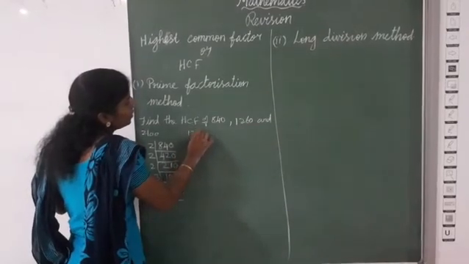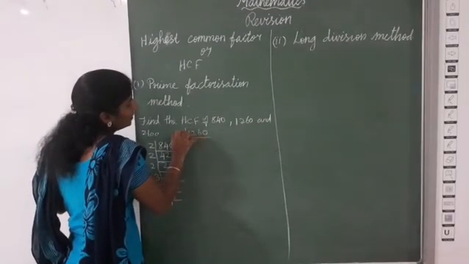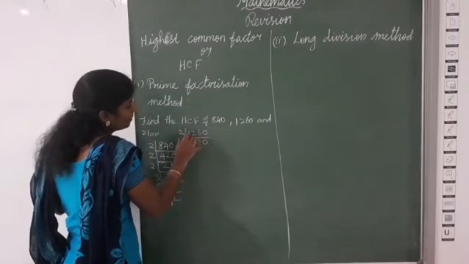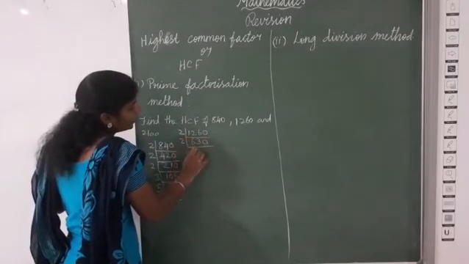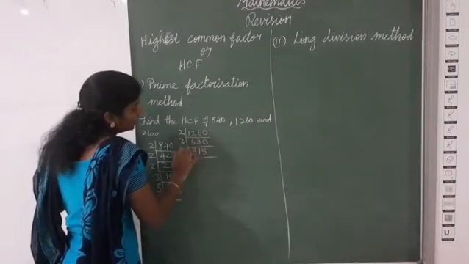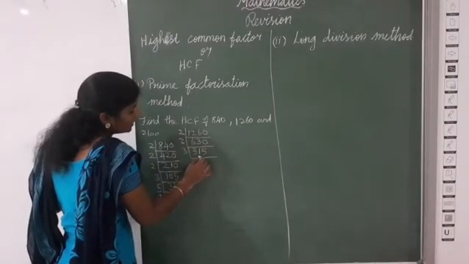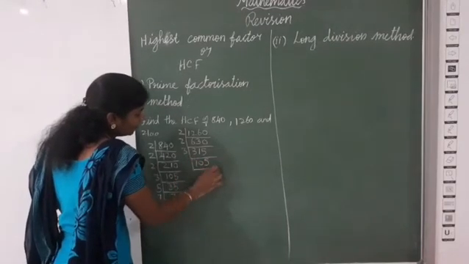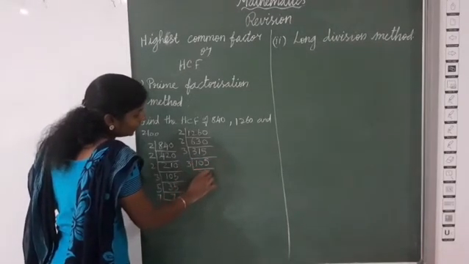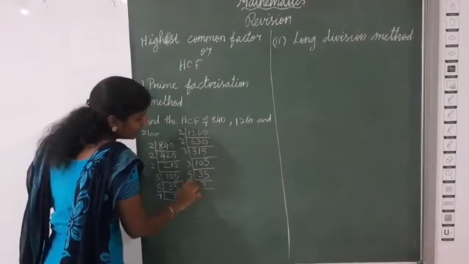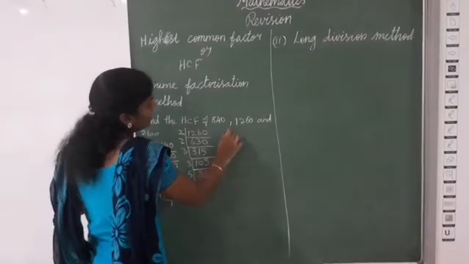Then 1260. 2 table, 6 2s are 12, 3 2s are 6, 0. 2 table, 3 2s are 6, 1 2 is 2, 5 2s are 10. 3 table, 1 3 is 3, 0. We can take together 15, 5 3s are 15. 3 table, 3 3s are 9, 5 3s are 15. Then 5 table, 7, 7 table 1.